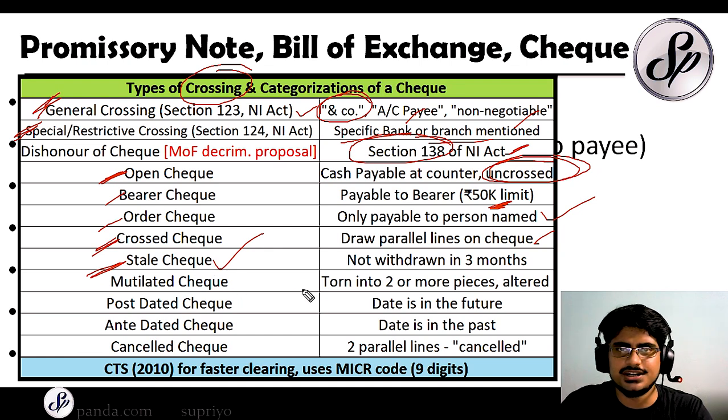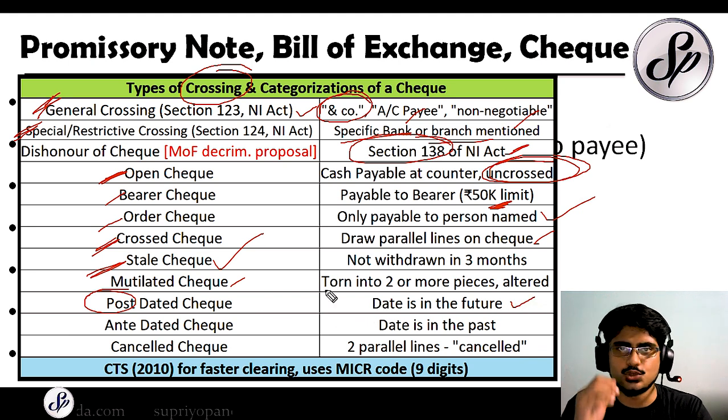Then you have a mutilated check. Any check that is torn into 2 or more pieces and is altered so that you cannot make out the details, those kinds of checks are called mutilated checks. Then you have the post dated check. Now this is also very important. Post dated check means that the date of the check is in the future.